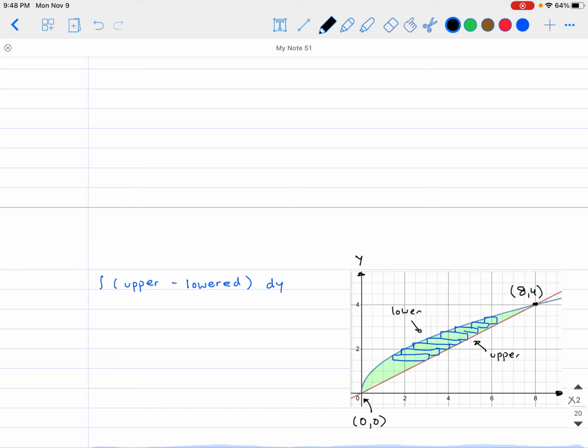Okay. So if I were to set this up, how will this integral actually look? Well, let's see. First off, we said that it's going to be dy, meaning that we're integrating with respect to y instead of x.